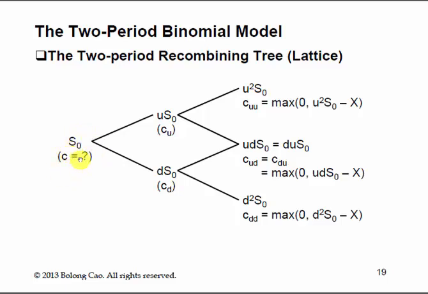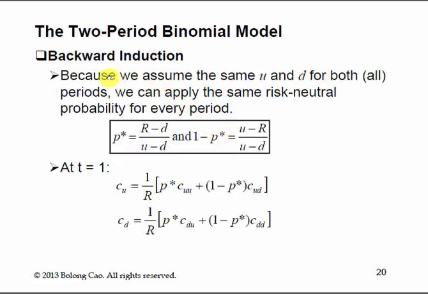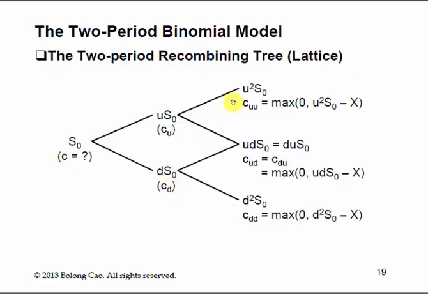We go backwards and do our calculation. That's so-called backward induction. We just keep going back along the tree. Up, up, up, down, going to up. And up, down, down, down, going to down. All right, and then up and down going back to time zero.